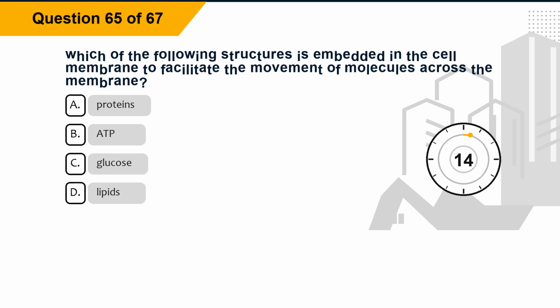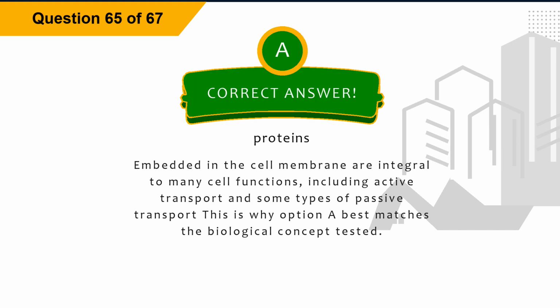Question 65. Which of the following structures is embedded in the cell membrane to facilitate the movement of molecules across the membrane? Option A, proteins. Option B, ATP. Option C, glucose. Option D, lipids. The correct answer is option A, proteins.